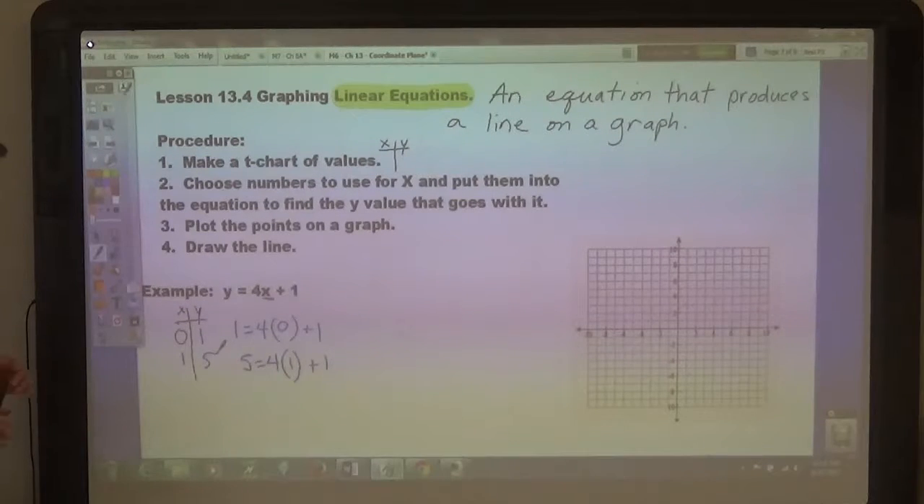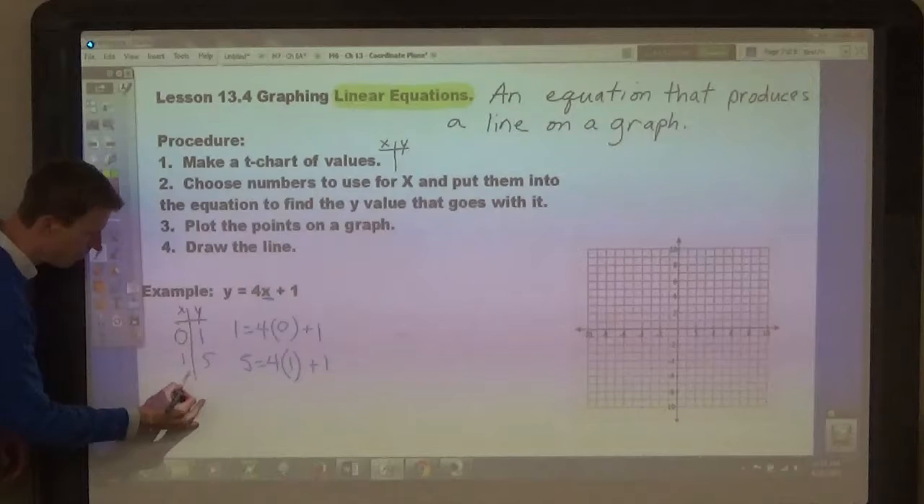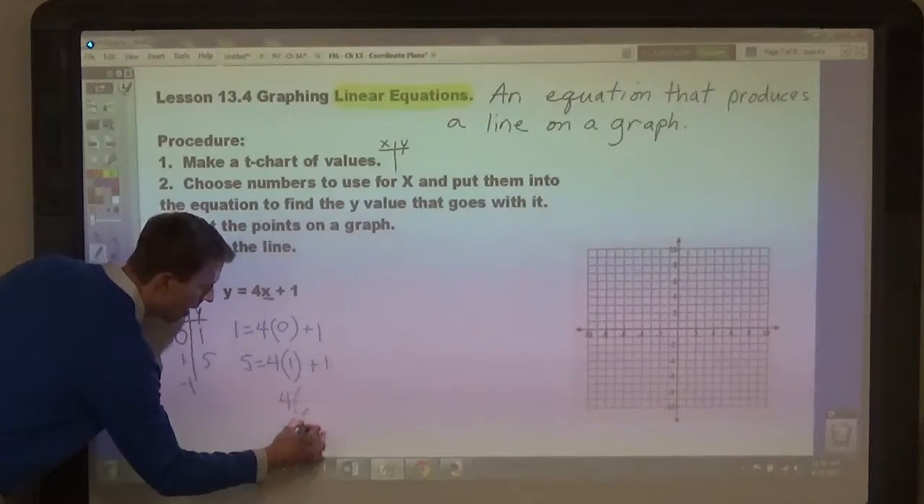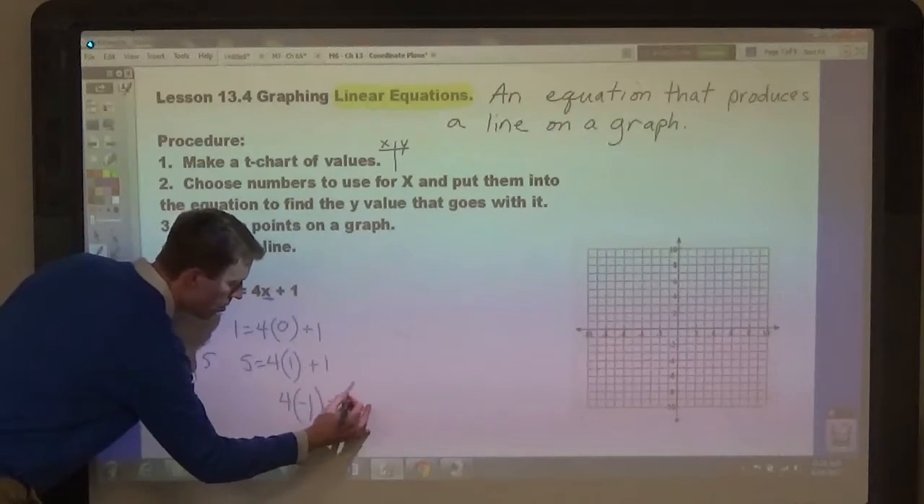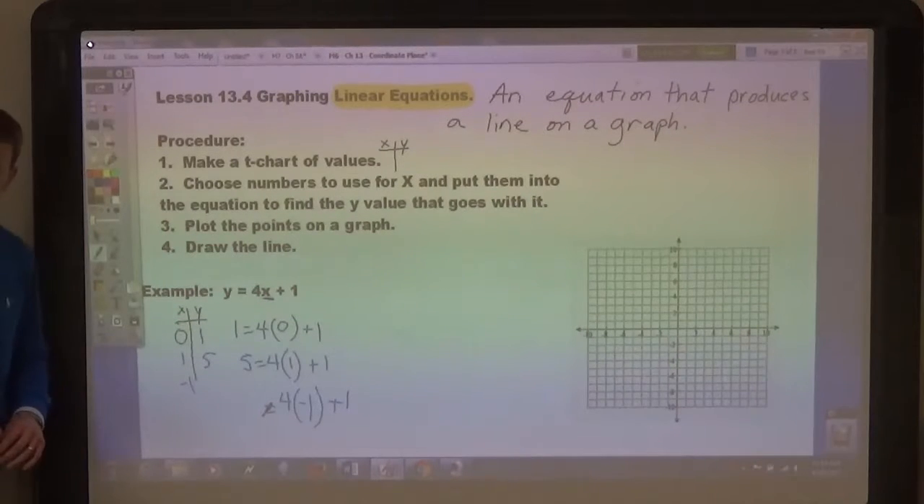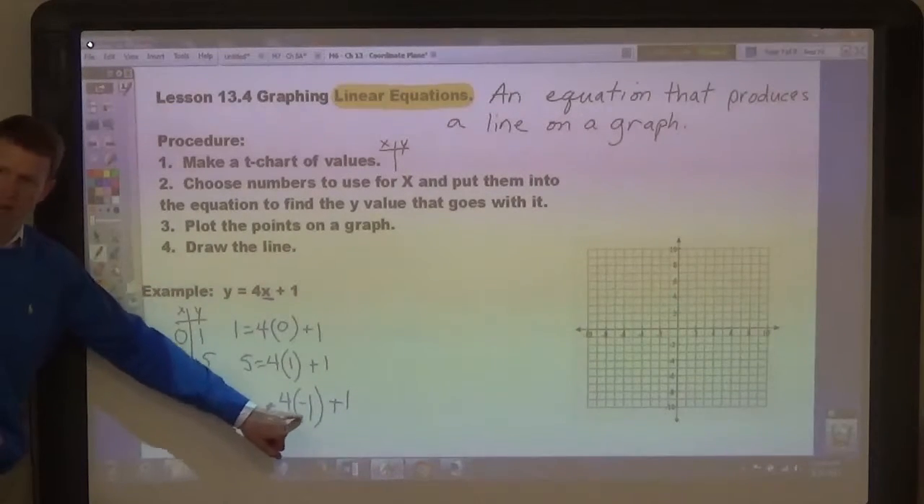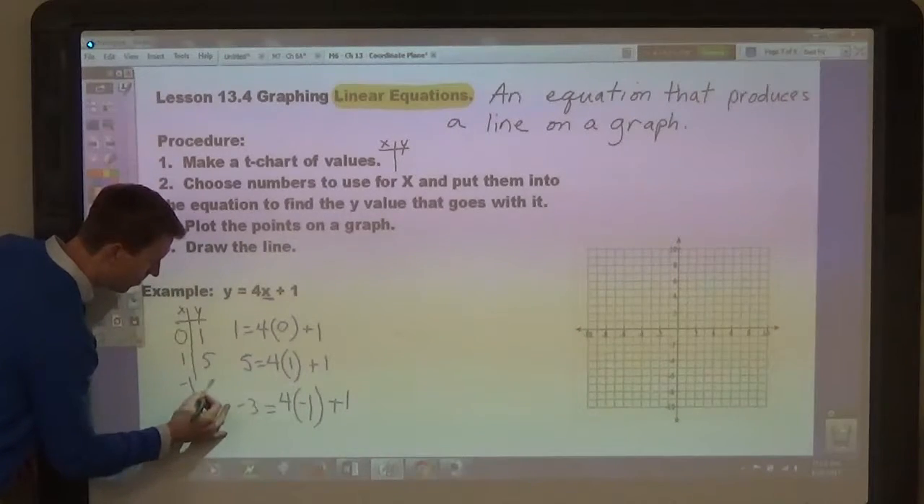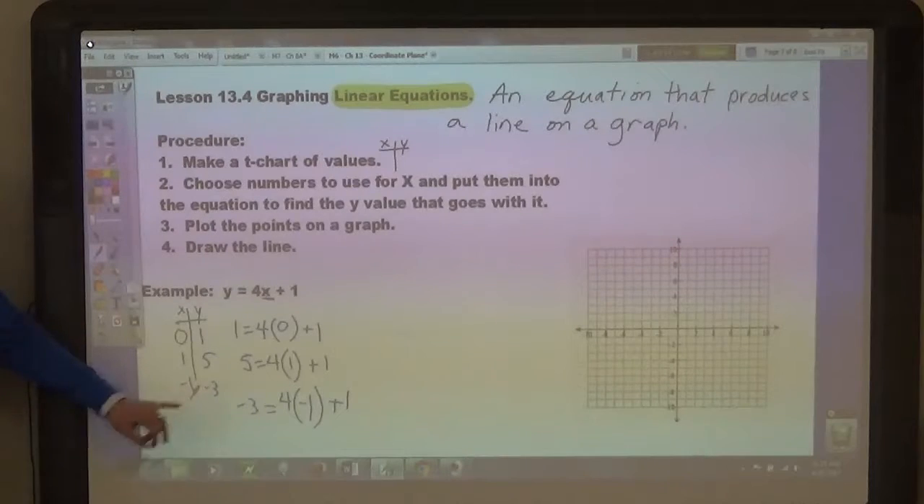So let's use -1 as a point. Let's try -1. 4 times -1 plus 1. What's 4 times -1 plus 1? 4 times -1, Devlin. -4. Close. This is -4. Now plus 1. -3. Very good. And so now we have a third point that we can put on the graph.